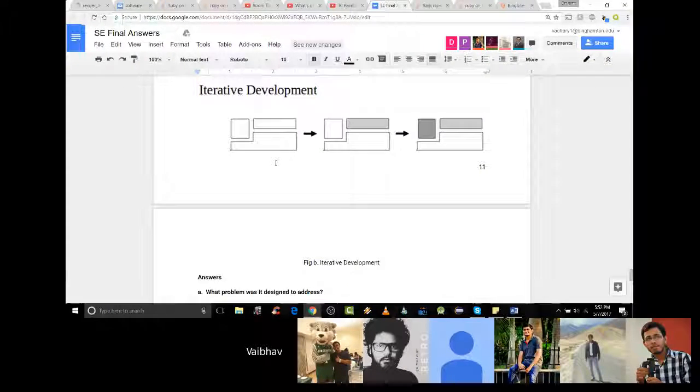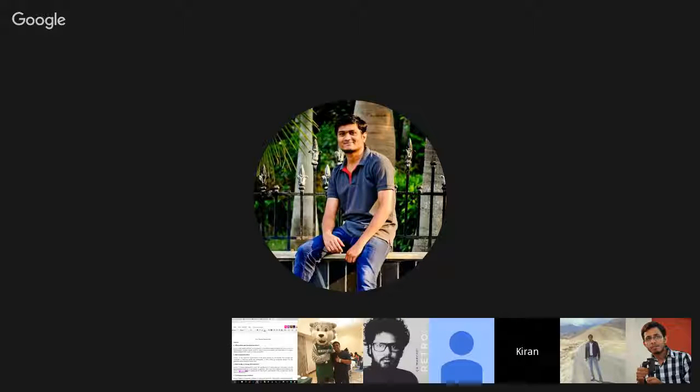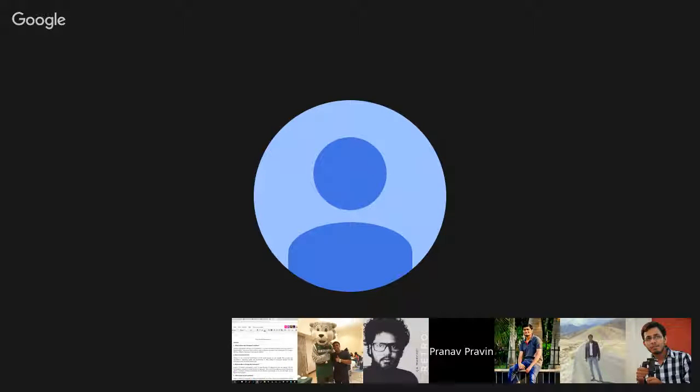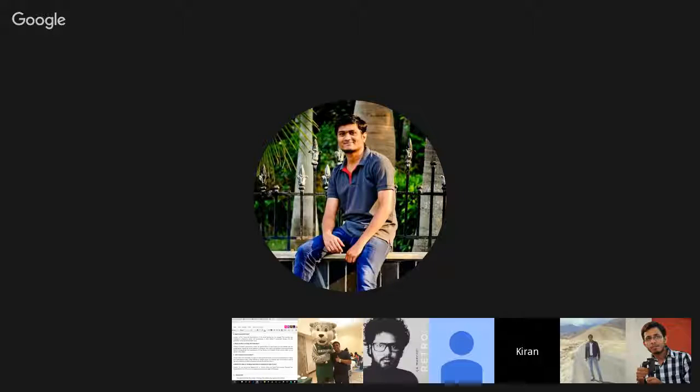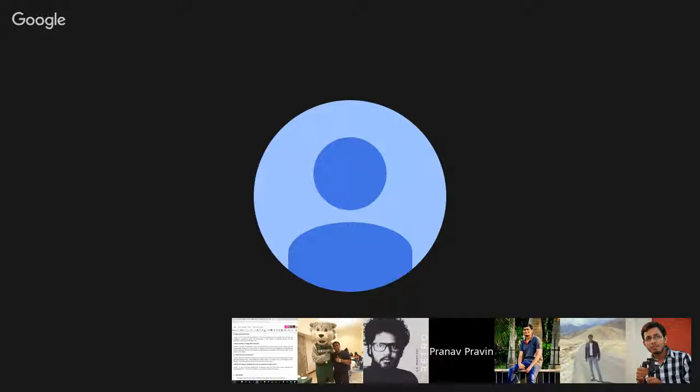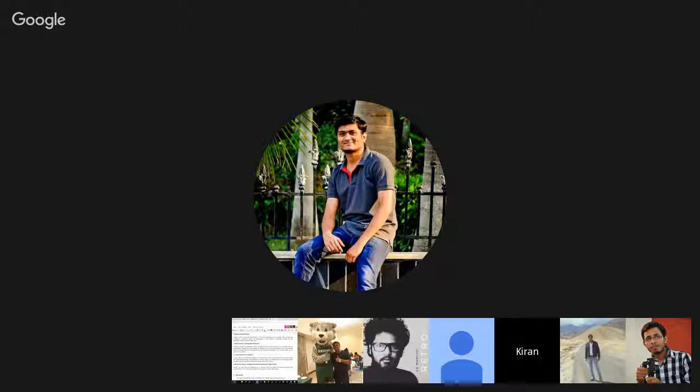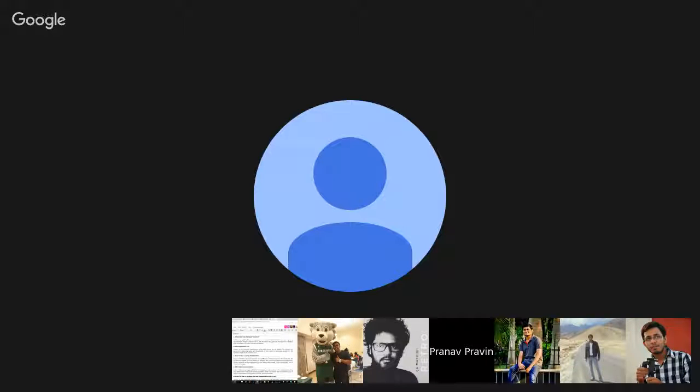So, for example, you can see under iterative development, in answers A, B, C, D, iterative, right? Yeah. So A, B, C, D, and then E. There is no space between "which" and "that". The point, bullet point E. Are you seeing it? So there is no space after E dot.